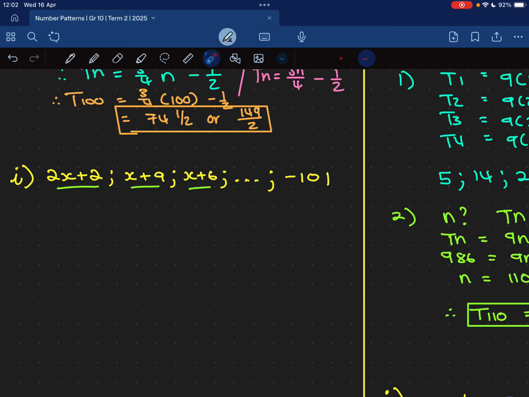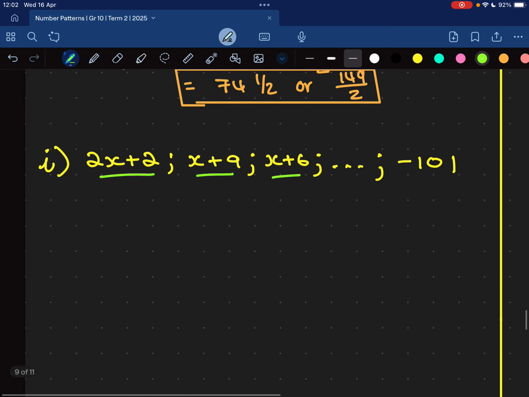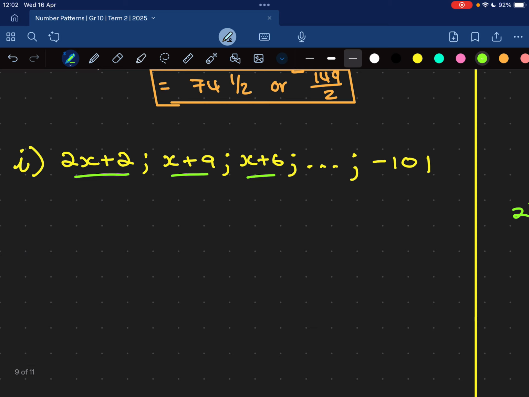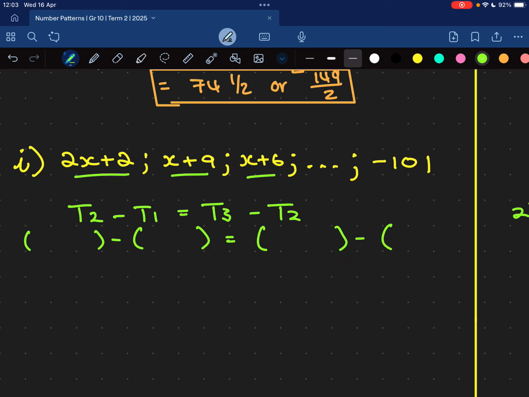Okay, so the first question simply asks you to find the value of x. Like we did in the previous examples, we're just going to use the common difference. So we're going to say T2 minus T1 is the same as T3 minus T2. They already told you it's linear, so we can make the statement. Don't forget your brackets. T2 is x plus 9, T1 is 2x plus 2, T3 is x plus 6, T2 is x plus 9.